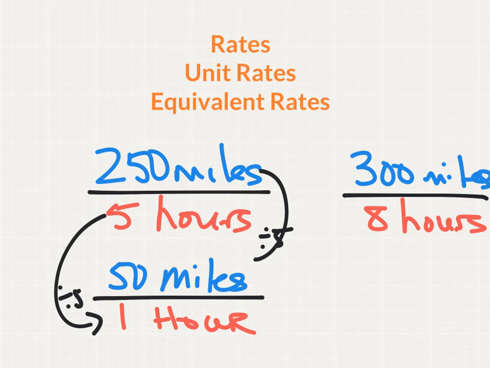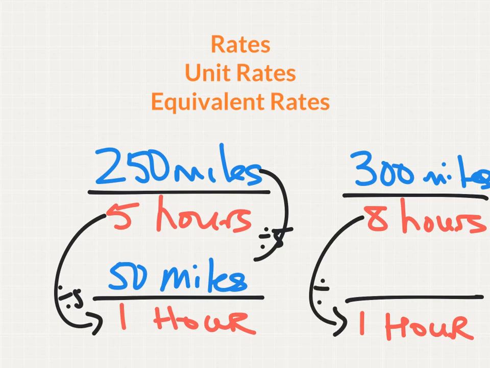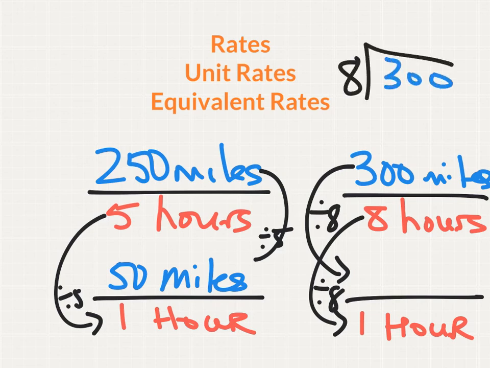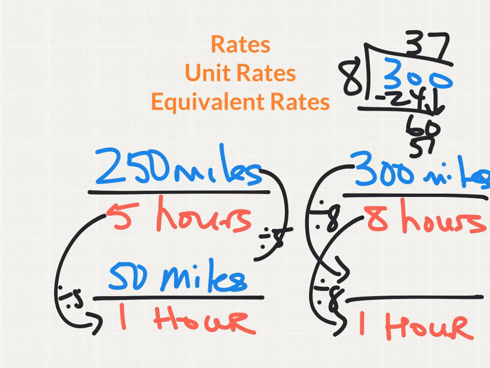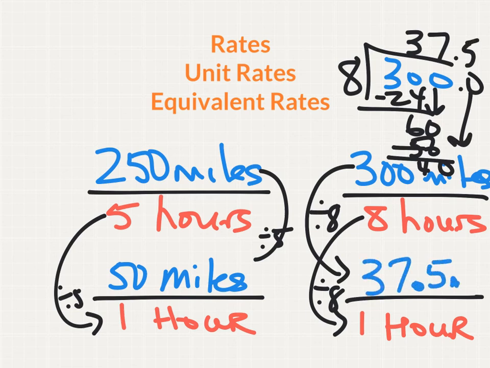For you, again, we would need to have how far you traveled for each hour, a unit rate. So to get there, you had to scale down by 8. 8 hours divided by 8 gave you 1 hour. So 300 miles divided by 8, 300 divided by 8 would be 37.5. I traveled 50 miles an hour. You traveled 37.5 miles per hour.